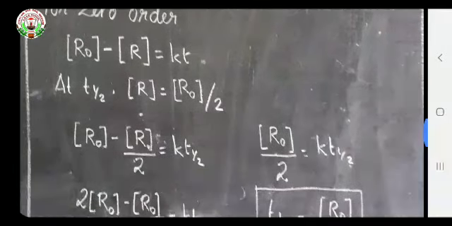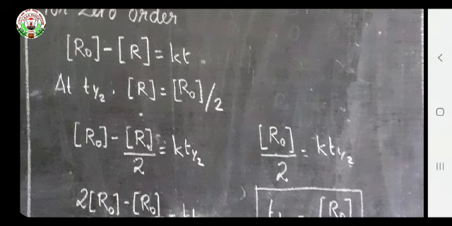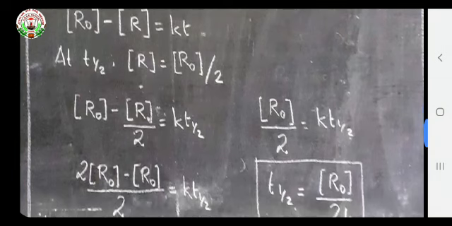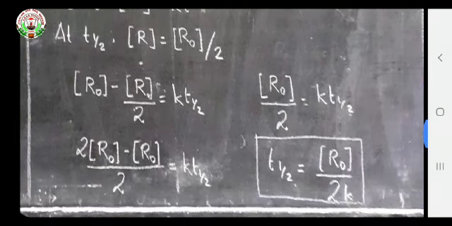Now put the value of this into the above equation, the integrated rate law expression for the zero order. Here we got concentration of R naught minus concentration of R naught upon 2 is equal to KT half. Now by taking the LCM, we have 2 concentration of R naught minus concentration of R naught upon 2. By subtracting this, we got concentration of R naught upon 2 is equal to KT half.